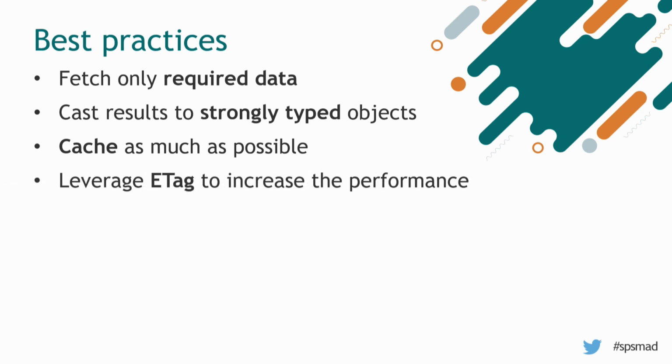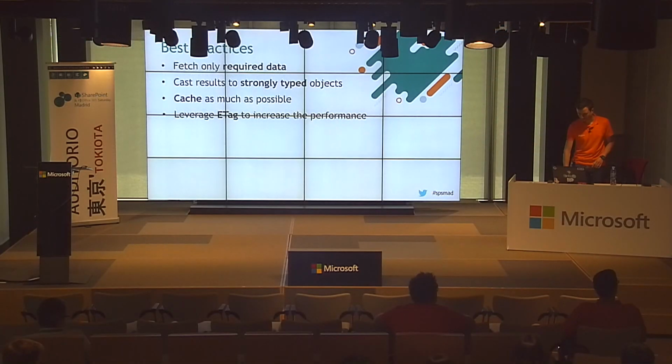Use ETags to not perform too complex operations on the SharePoint side. If you know that you are going to retrieve the permissions, pretty complex permissions of the web, that require quite a lot of processing time, you can benefit from the ETag just to not execute the request one more time on the SharePoint side, but just to return the result from the cache.